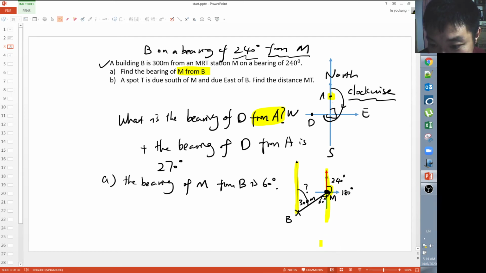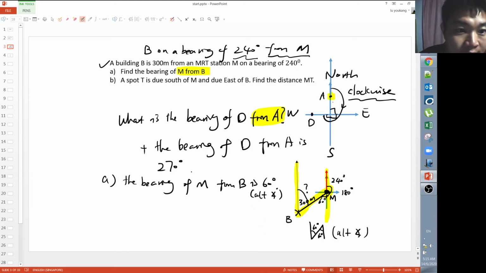and then can you see your Z? I hope you can see your Z. This is your Z. And if here is 60 degrees, here is also 60 degrees. The reason is you are using alternate angles, which is what I call our Z. So just write down the reason here: you're using alternate angles to find the bearing of M from B is 60 degrees.